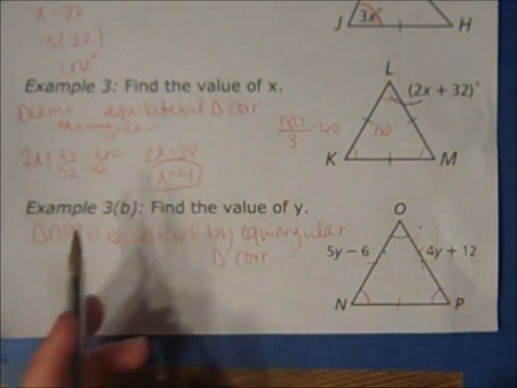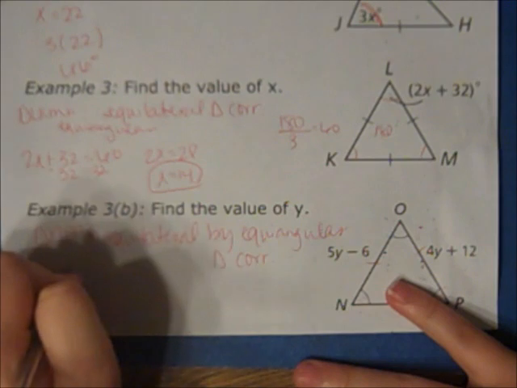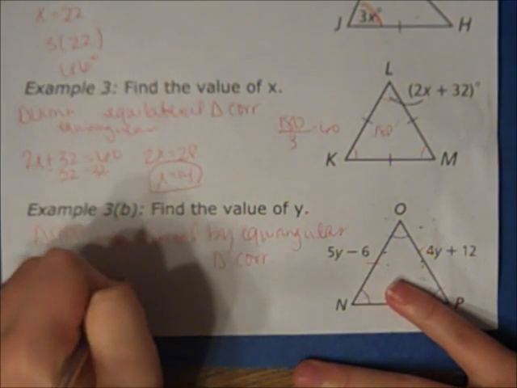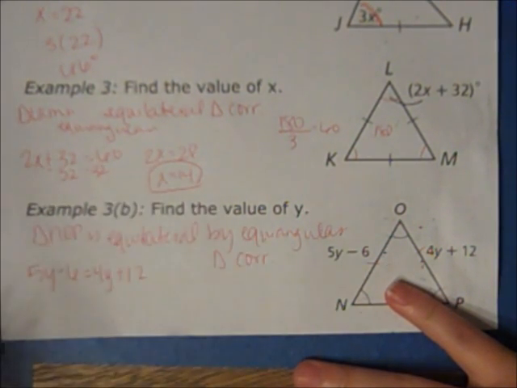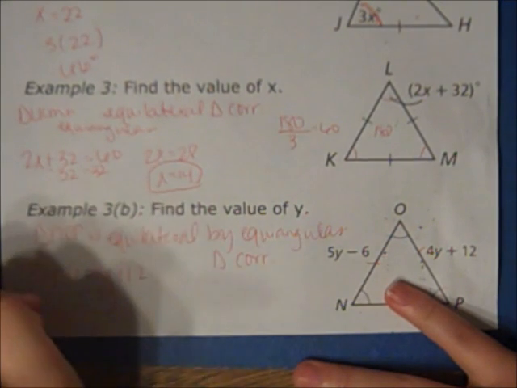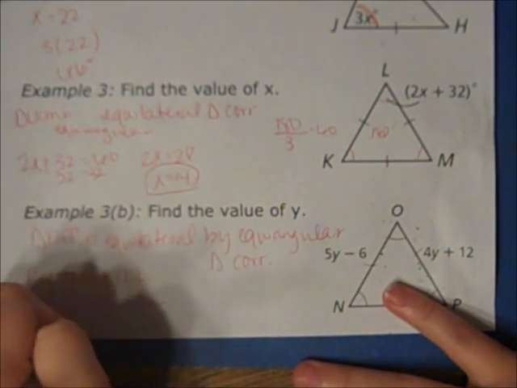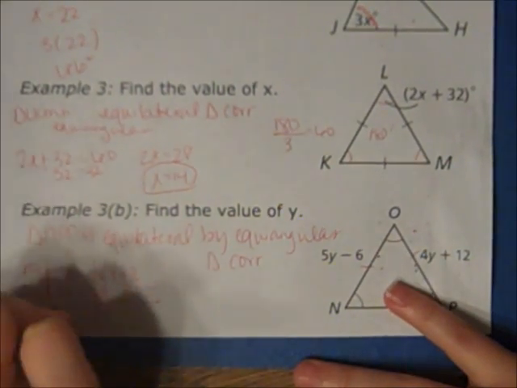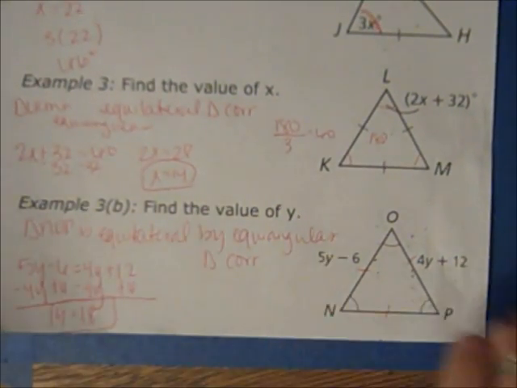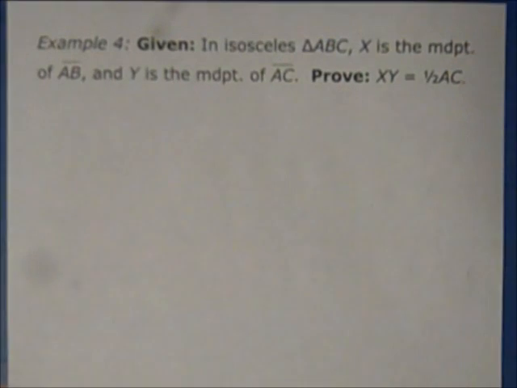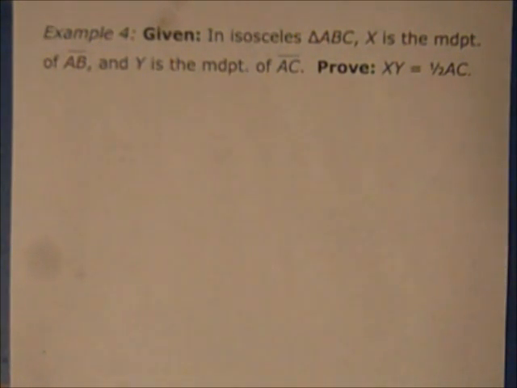So I know that I can set up 5y minus 6 is equal to 4y plus 12, and then I can solve. So y is equal to 18. Good. Last one is a little more work. It is a coordinate proof like we talked about in section 4.7.